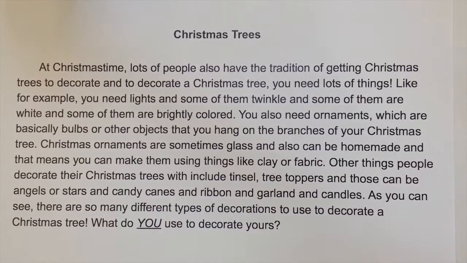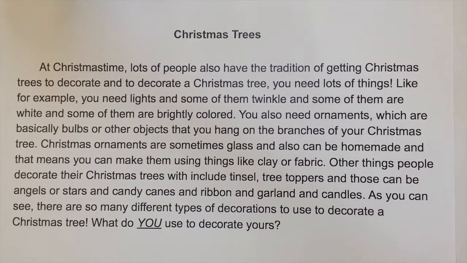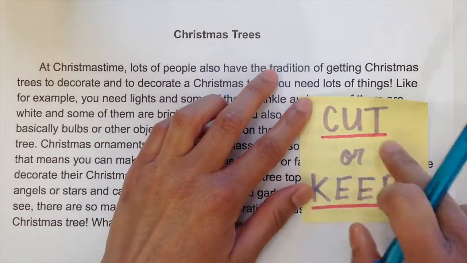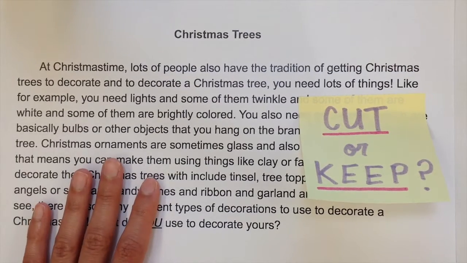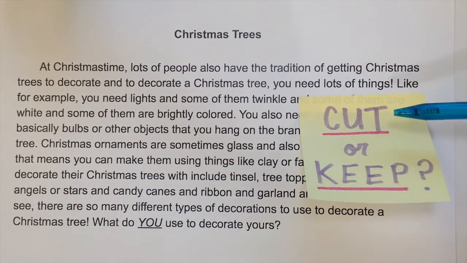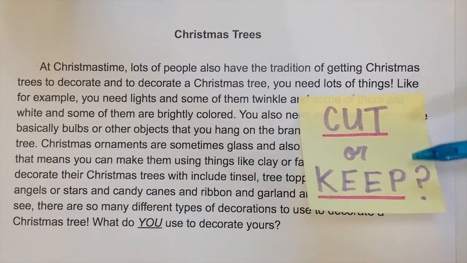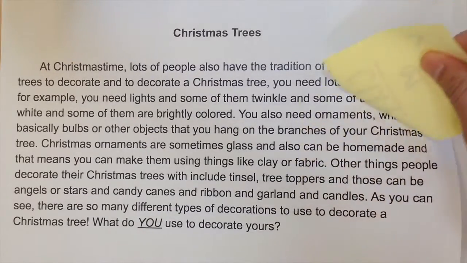So the strategy to and or not to and has 3 basic steps. Step 1 is to reread your writing and find the ands. Step 2 is to ask yourself, do I want to keep or cut those ands? And then if you decide to cut them, then you need to think about how you're going to rewrite that part. So I'm going to reread this paragraph, Christmas trees, and I'm going to be asking myself, am I going to cut or keep the ands that I see where there are many of them in one spot?